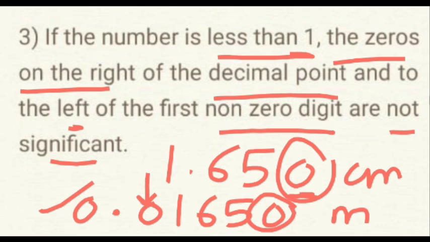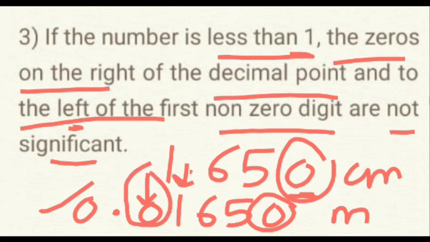Is this significant? No. Why? Because it is to the left of the first non-zero. This is the first non-zero digit, that is 1. So this 0 is on the left of the first non-zero digit, so this 0 is not a significant digit. So in this case or in this case, there are 4 significant digits: 1, 6, 5 and 0.